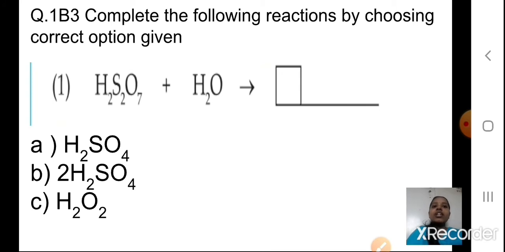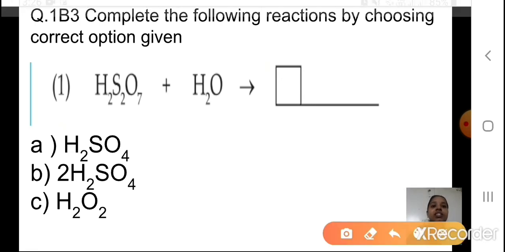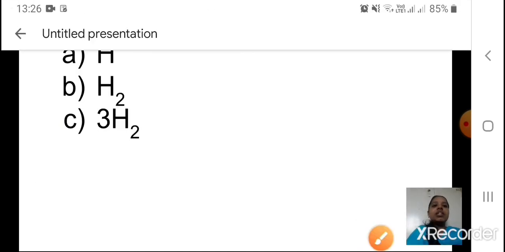Okay, now this reaction I have given you, H2S2O7 plus H2O. Now you guess what it will be forming: H2SO4, or 2H2SO4, or H2O2. Yes students, guess it. Yes, it is going to form sulfuric acid, but it is going to be 2H2SO4. Balancing is also important in this reaction. H2SO4 is also a correct answer, but 2H2SO4 is the correct one because I have balanced this reaction also. Okay students. Okay, next we will see.